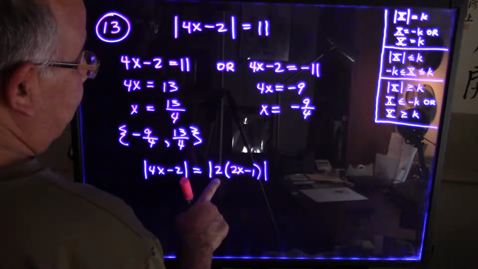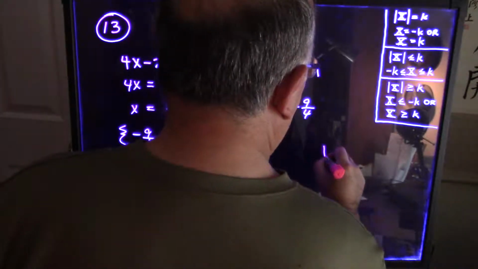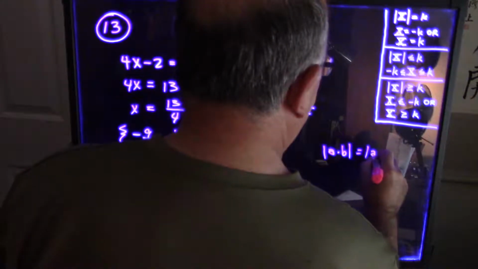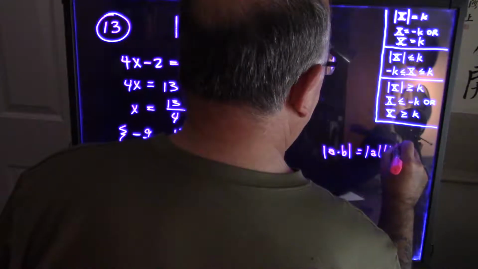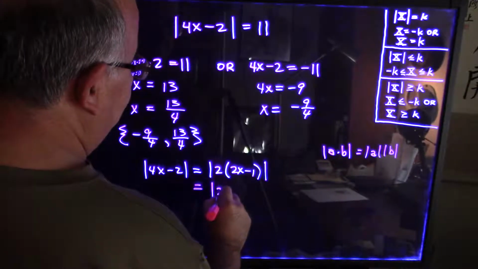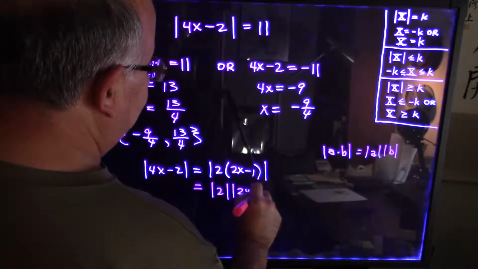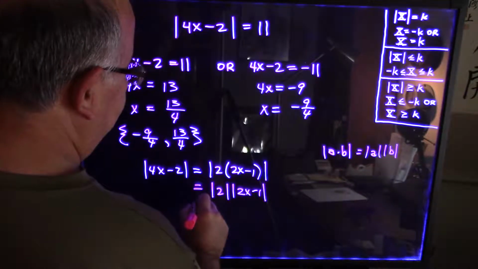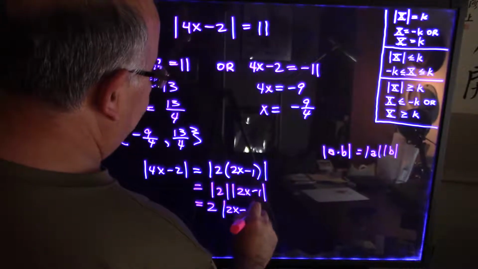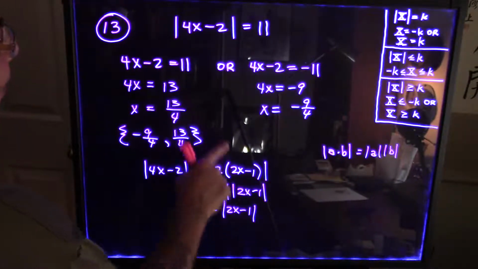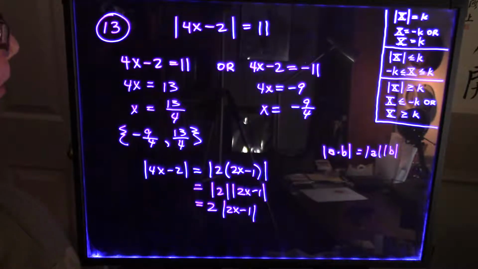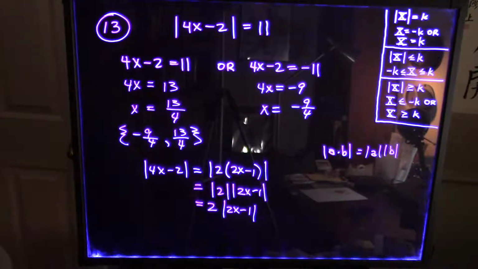Now this would be the situation where you have the absolute value of a times b equals the absolute value of a times the absolute value of b. Remember that rule? So that would equal the absolute value of 2 times the absolute value of 2x minus 1, which is just 2 times the absolute value of 2x minus 1. Then you could divide both sides by 2 up here, so you'd get the absolute value of 2x minus 1 equals 11/2, and then proceed from there.